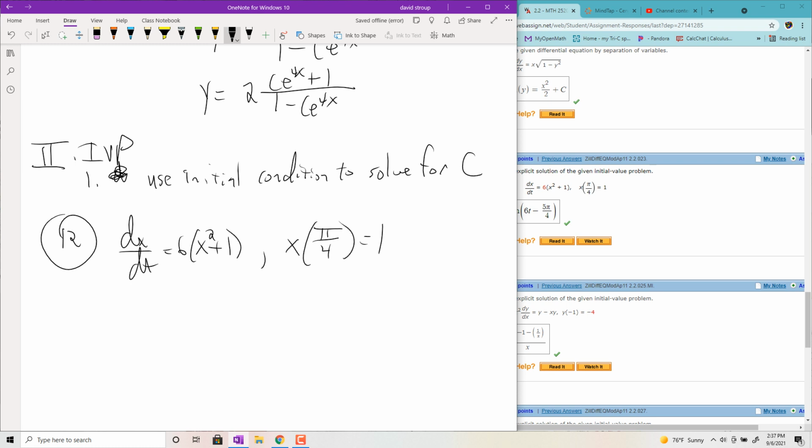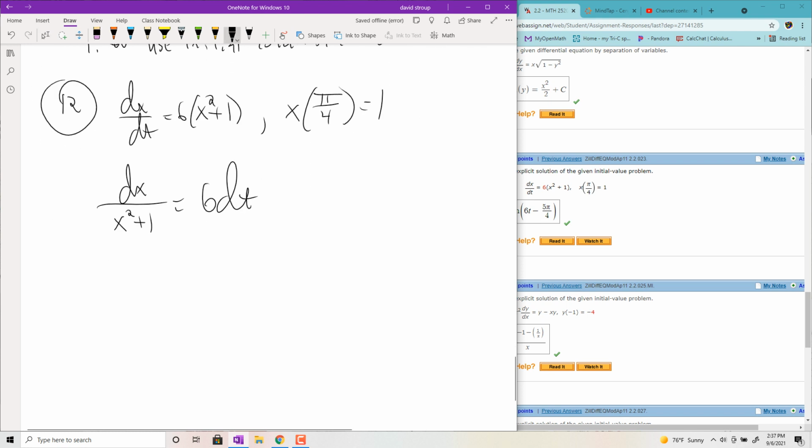Okay, so separate first. I've got dx all over x squared plus 1 on one side, and 6 dt on the other side. And then it looks like we can integrate both sides. The integral of 1 over x squared plus 1 is tan inverse, arctan if you wish, of x. On the other side I have 6t plus c.